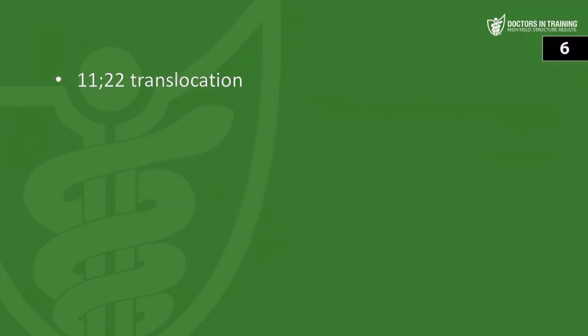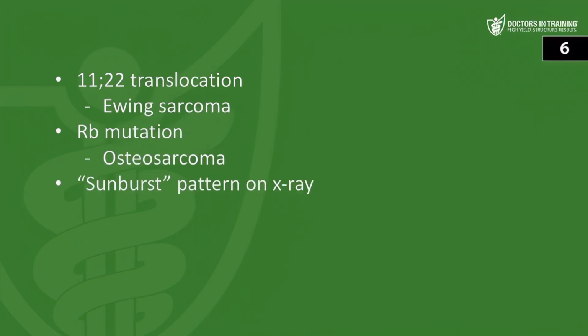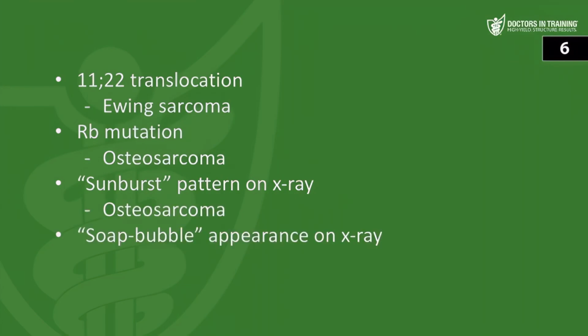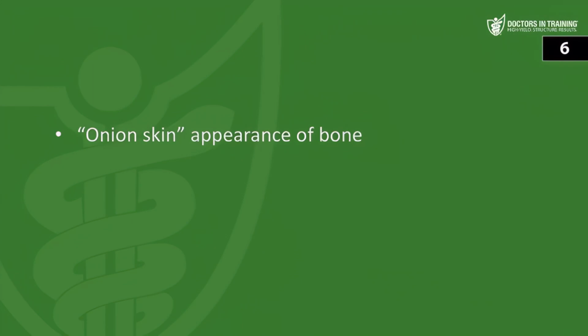The 11;22 translocation is associated with Ewing sarcoma. The retinoblastoma mutation is associated with osteosarcoma. Sunburst pattern on X-ray is an osteosarcoma. A soap bubble appearance on X-ray, remember soap is clean, so that's an osteoclastoma. And then onion skin appearance of the bone, wings and rings, that's Ewing sarcoma.